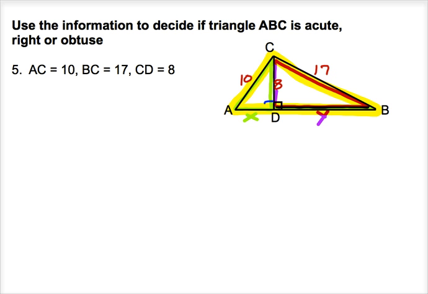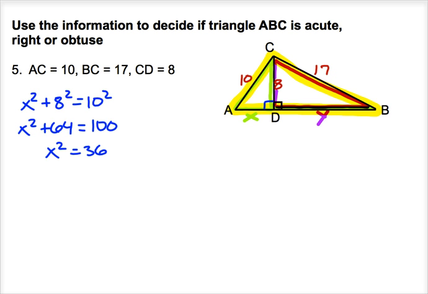And I know there's a right angle right here. So X squared plus 8 squared equals 10 squared. So I get X squared plus 64 equals 100. Subtract off 64, X squared equals 36. Take the square root, X is 6. So I know that this piece is 6.